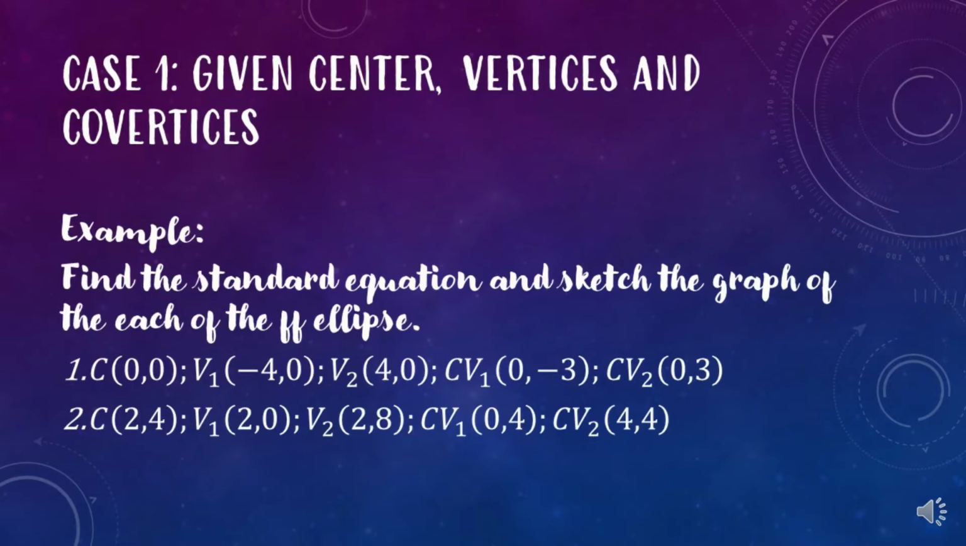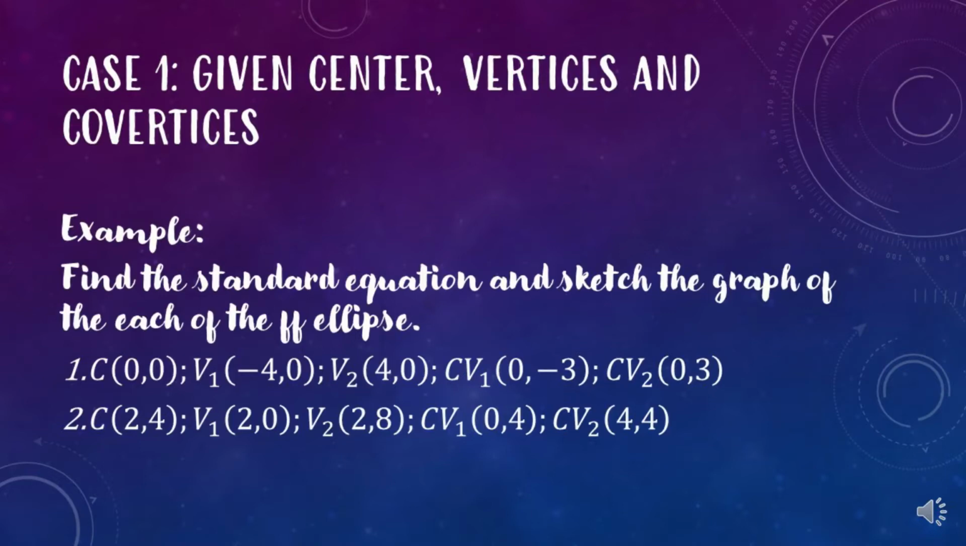For number 1, we have center at (0, 0). Vertex 1, or V sub 1, is at (-4, 0). Vertex 2, or V sub 2, is at (4, 0). We have co-vertex 1, or CV sub 1, which is at (0, -3), and CV sub 2 at (0, 3). For number 2, we have the given center at (2, 4), V sub 1 at (2, 0), V sub 2 at (2, 8), CV sub 1 at (0, 4), and CV sub 2 at (4, 4).